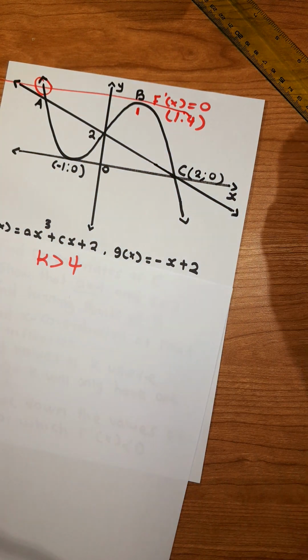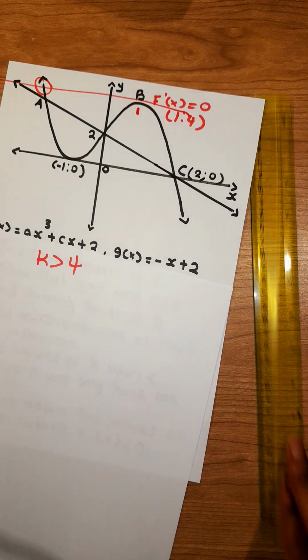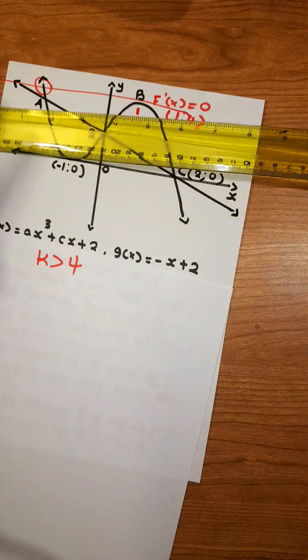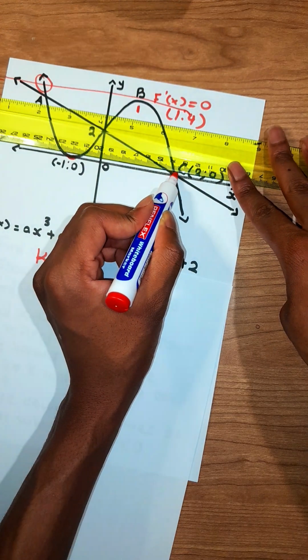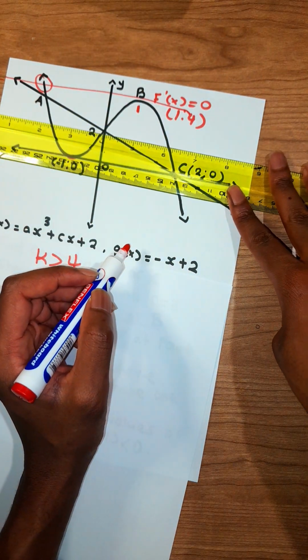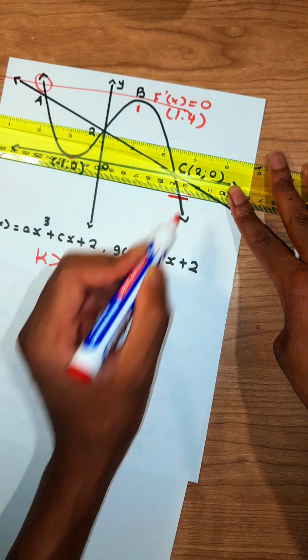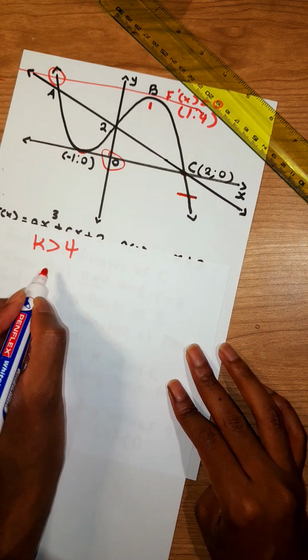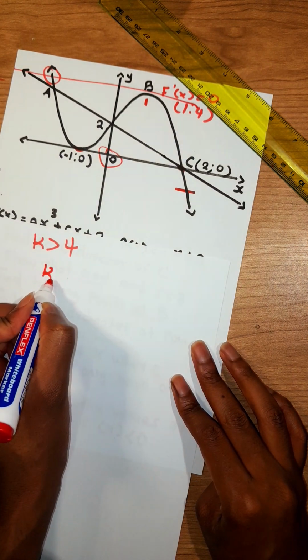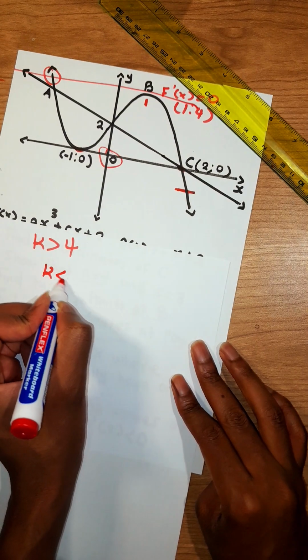But there's another answer. It is on the lower turning point. If you check our ruler at this point, it is touching this root and also this root. But if we move downwards, it is only touching this root. So this is when k equals 0. So therefore, another answer is when k is less than 0.